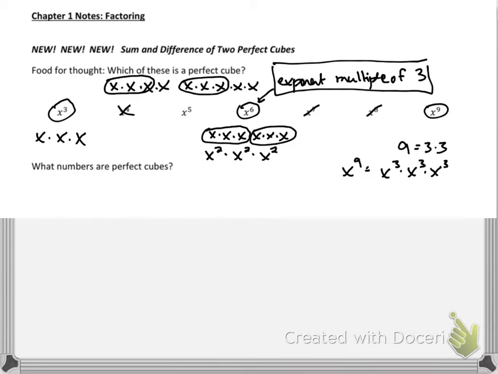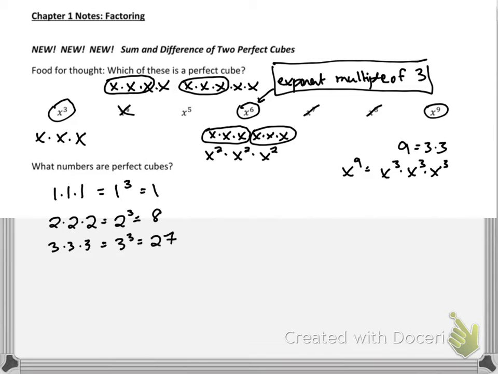But what about numbers? Well, numbers kind of follow the same rule, right? We have 1 times 1 times 1, that's 1, or 1 cubed. 2 times 2 times 2, that's 2 to the third power, or 8. We have 3 times 3 times 3, that's 3 to the third power, or 27. And we can continue the pattern. We have 4 cubed, that's going to be 64. 5 to the third power is 125. 6 to the third power is 216. And of course, you can use a calculator to continue this pattern if you'd like.